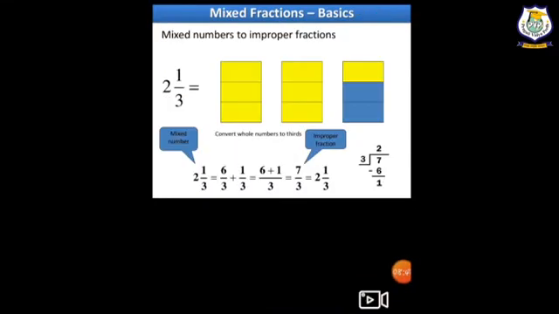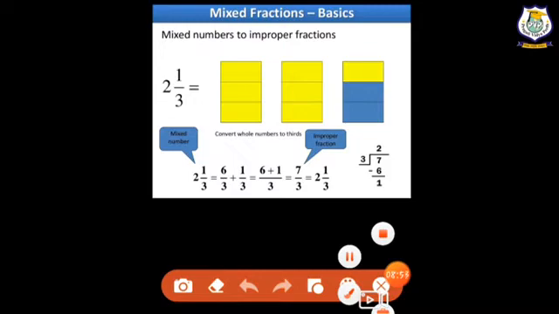Now here we will understand how we convert a mixed fraction into an improper fraction, and how an improper fraction is converted into a mixed fraction. You must be aware of it, but I'll only recall the things. The mixed fraction I have already told you is one whole number and a fraction. Now here 2 1 by 3 is written and we have to convert it into an improper fraction. So how will we convert this? What do we have to do?